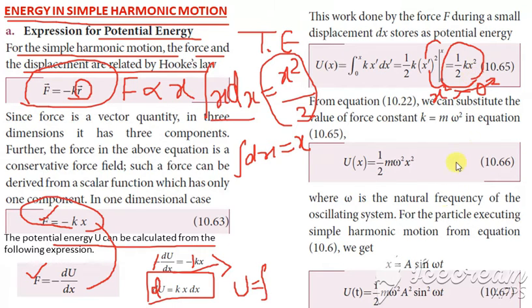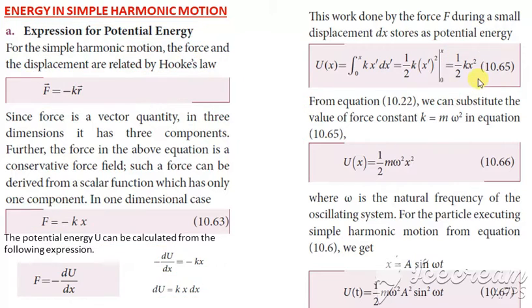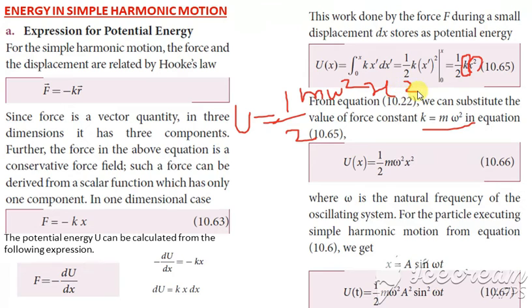Now substitute the value of k, which is equal to m into omega square. So we get u equal to half, as it is, and instead of k we write m omega square, into x square, which we already have. Here omega is said to be the natural frequency of the particle.